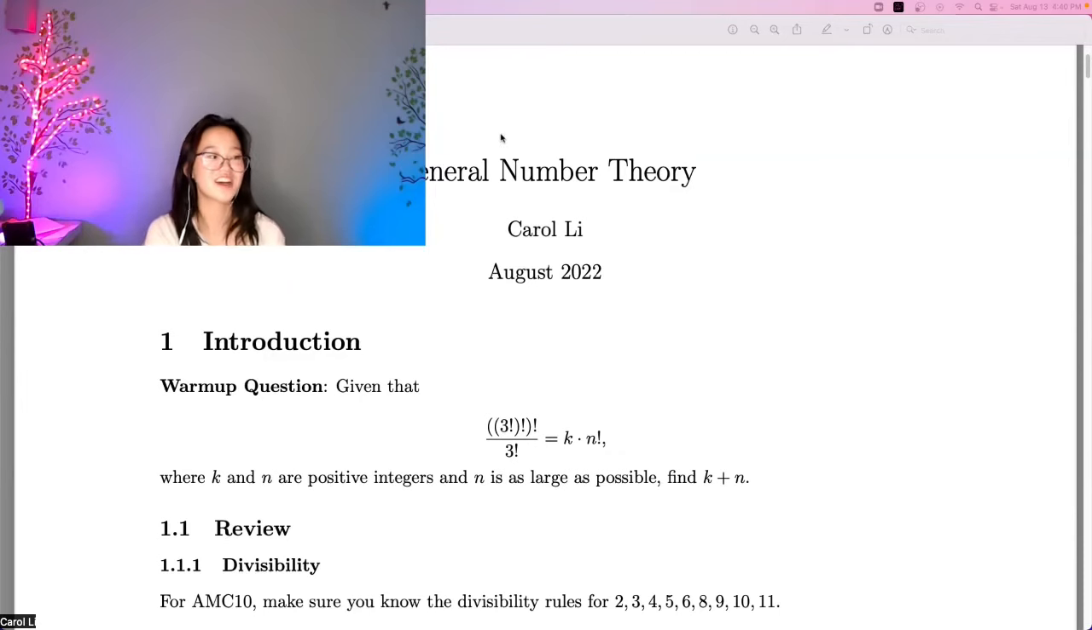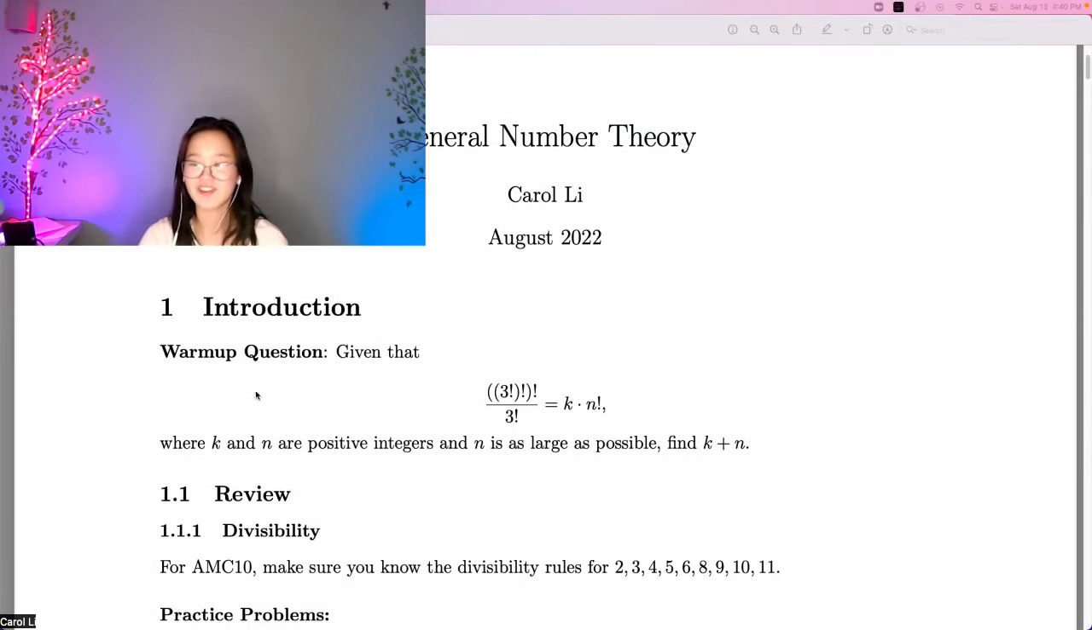For AMC 10, make sure you know the divisibility rules for 2, 3, 4, 5, 6, 8, 9, 10, 11. Know that 7 is not one of them. You can just divide for 7. I don't think you need to know the one for 7. 11 is actually really important. Even though it seems like one that isn't that important, it's quite useful, because basically you add and subtract alternating digits. If you don't know, you can search it up, but make sure you know that.